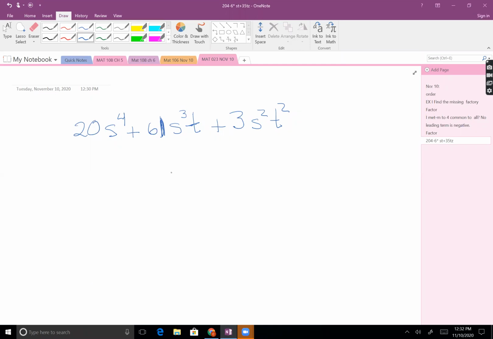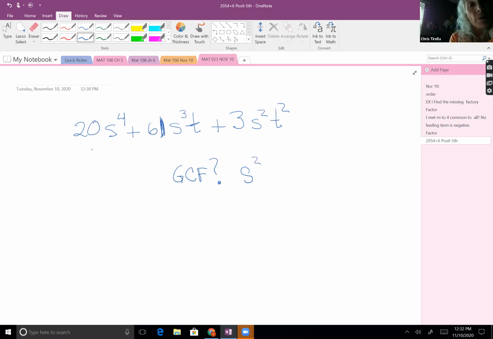Together, good. Okay. First thing I'm going to ask, is there anything common? Is there anything that shows up in every single one of them? Number wise, I don't think so. How about variable wise? Is there a letter that shows up in all three of them? Oh, yes, I'm sorry, s. And what's the lowest exponent on s? Squared. So our common factor is s squared. So let's start by thinking of taking each of these and dividing them by s squared.